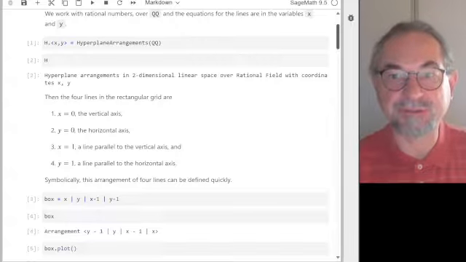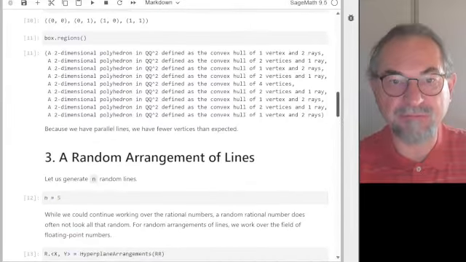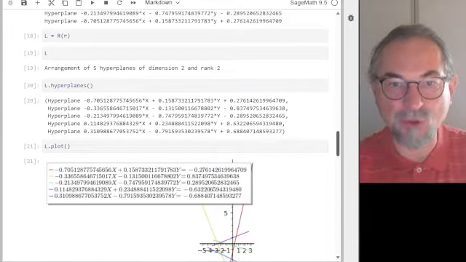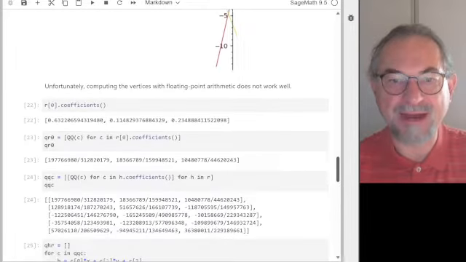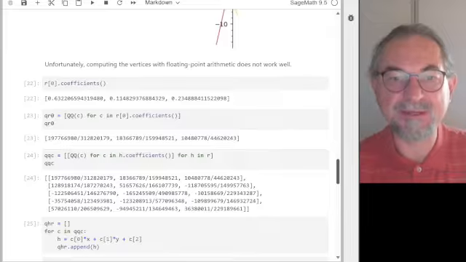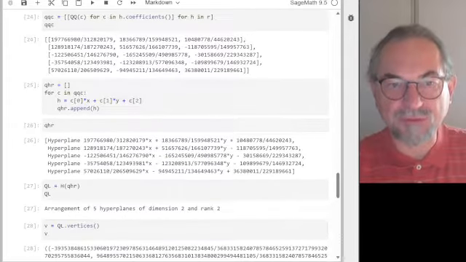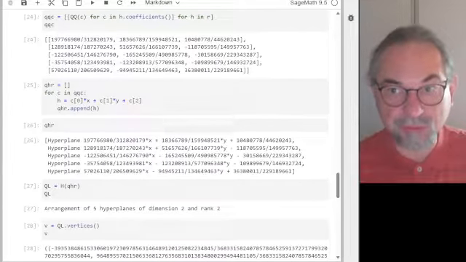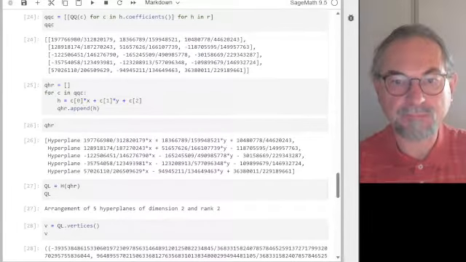So I started with the reals, with my random arrangement. I converted the coefficients into rational numbers. So here you see them. And then I took the list of hyperplanes and I cast them into the H. And here you see then all the vertices.